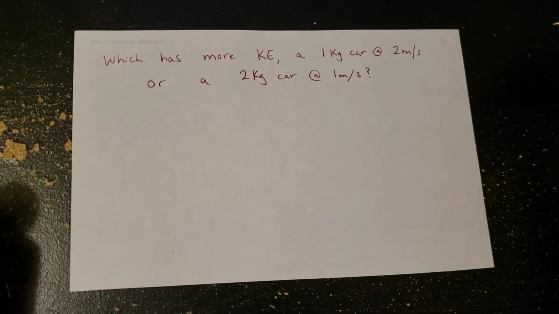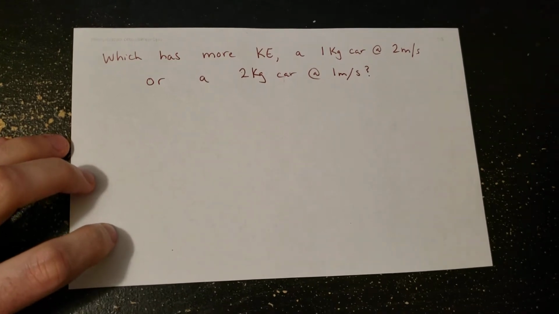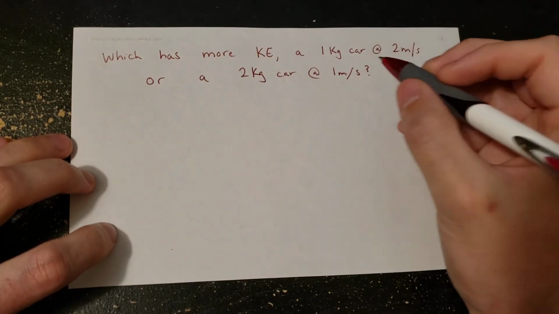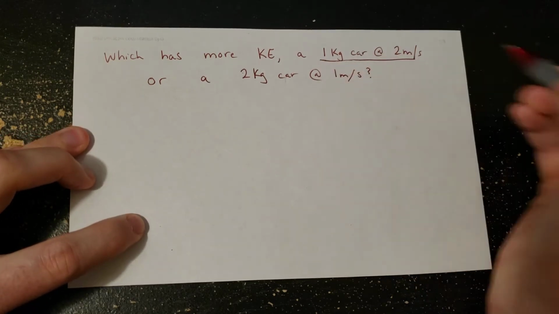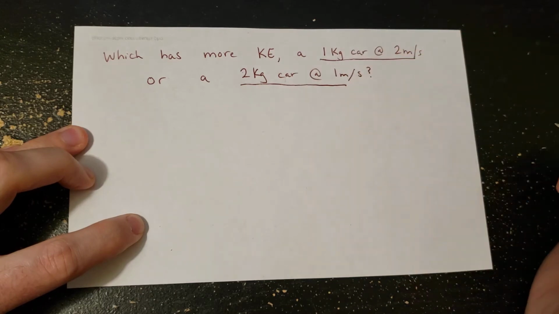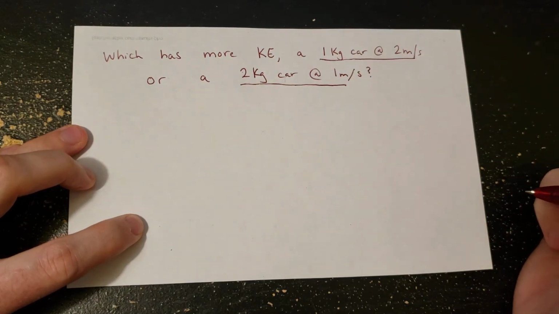I wanted to show you some examples about calculating kinetic energy and just ways to think about kinetic energy. So a very common type of kinetic energy question is going to be which has more kinetic energy, and it asks you to compare two objects. In today's warm-up, it was a 1 kilogram car at 2 meters per second versus a 2 kilogram car at 1 meter per second. So first let's do that, but then I'm also going to show you some ways to generalize it.